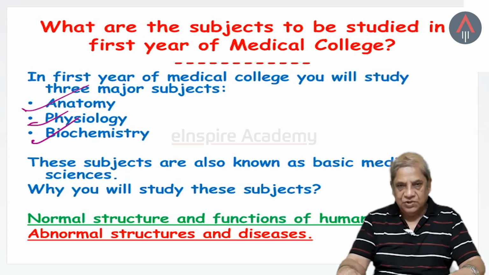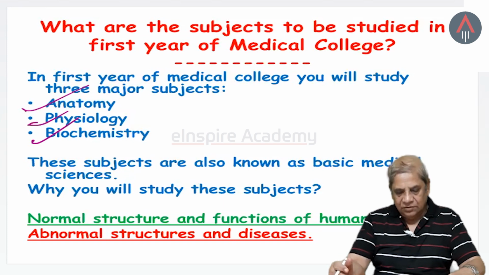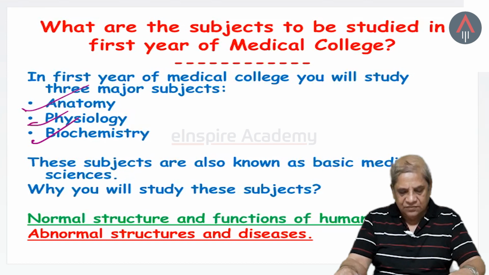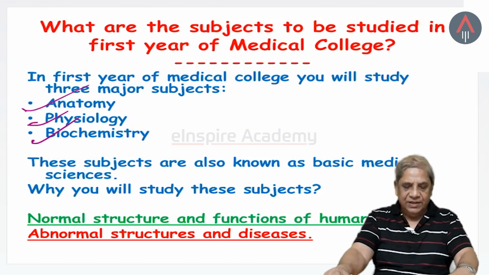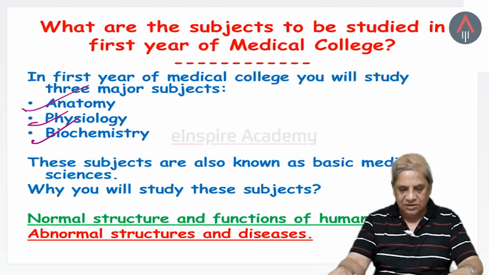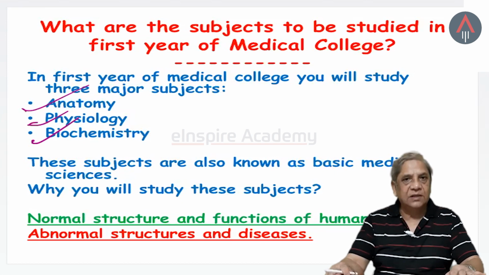Thus, the first subject, anatomy, will deal only with the structure. The two subjects, physiology and biochemistry, deal with how our body functions. These three subjects which you will learn in your first year of the MBBS course, anatomy, physiology, and biochemistry, are also known as the basic medical sciences.